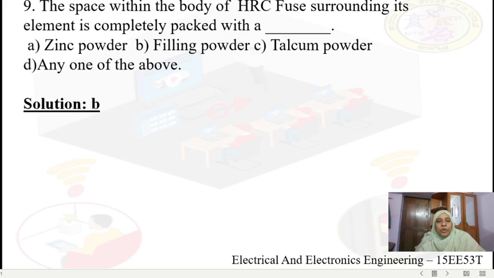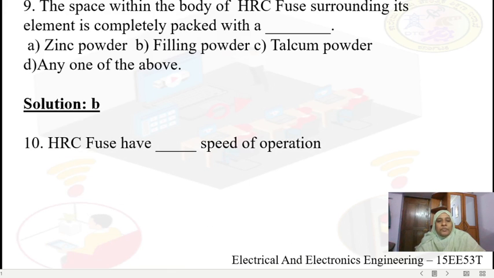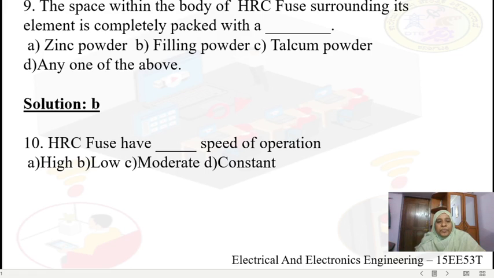Coming to your 10th one, HRC fuse has dash speed of operation. I told you when I was explaining, as soon as the fault occurs, they blow up. The options given are high, low, moderate and constant. Your answer should be option A, high, because as soon as the fault occurs, heavy current flows, the fuse element melts and it opens the circuit. That is the reason your answer should be option A.